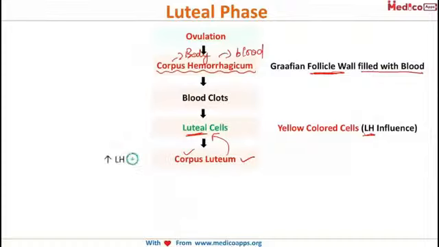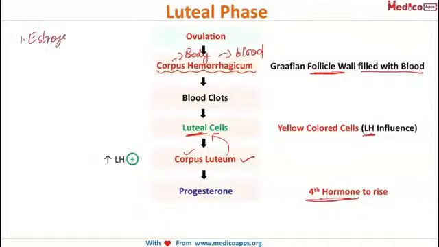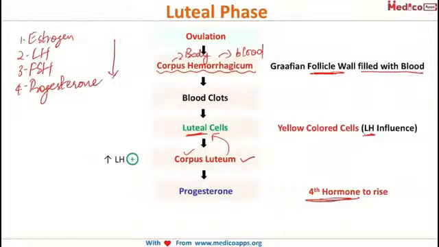Here another important phenomenon we can notice is there is a rise of LH. Okay, now when the corpus luteum is formed, progesterone is released. So progesterone is the fourth hormone to rise during ovulation. The first three hormones we have seen, number 1 was estrogen, right? Number 2 LH, number 3 FSH, the fourth one you are seeing here is progesterone. Please remember these in this order. Okay, so the fourth hormone to rise in the ovulatory cycle is the progesterone.